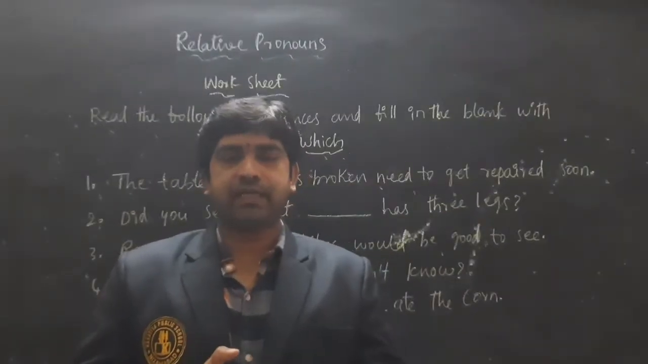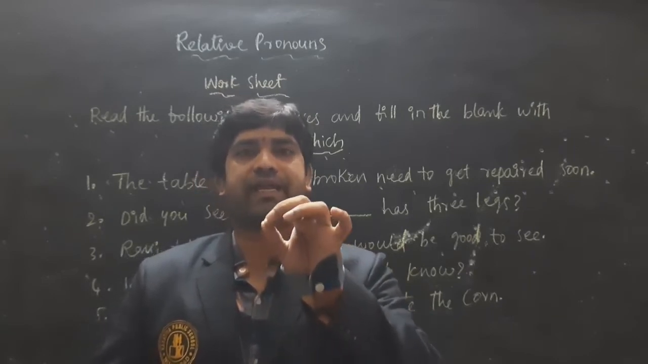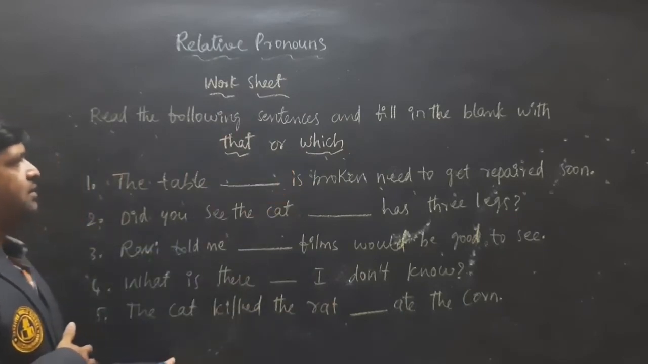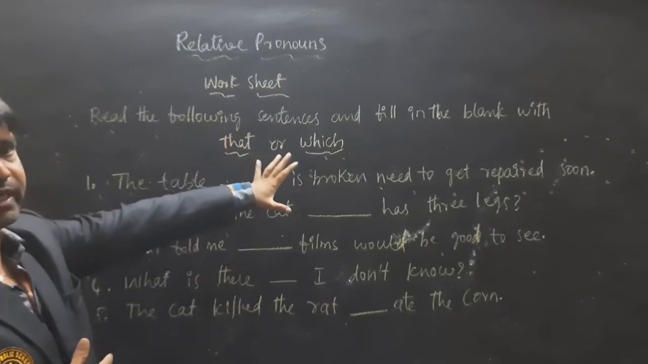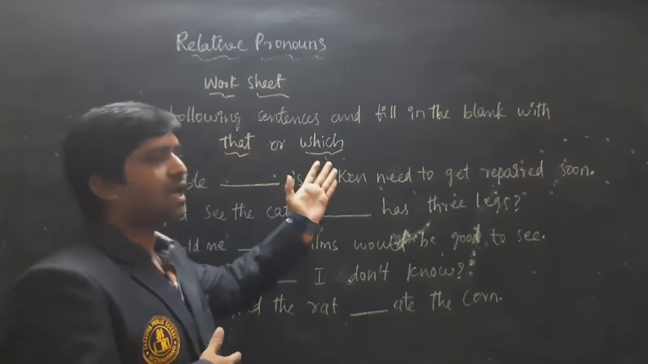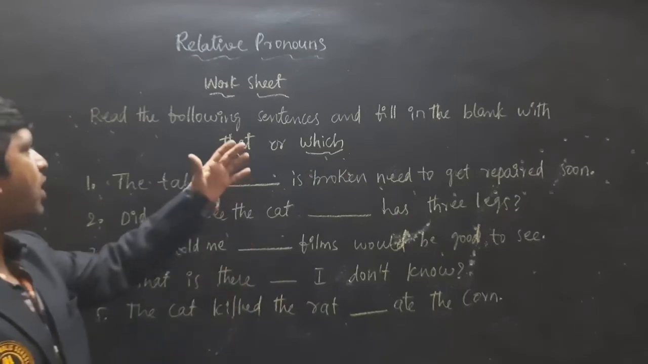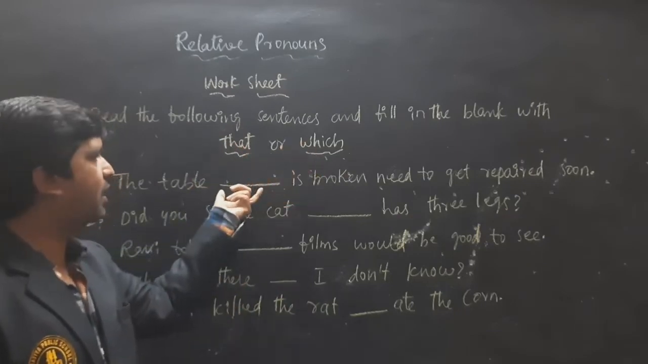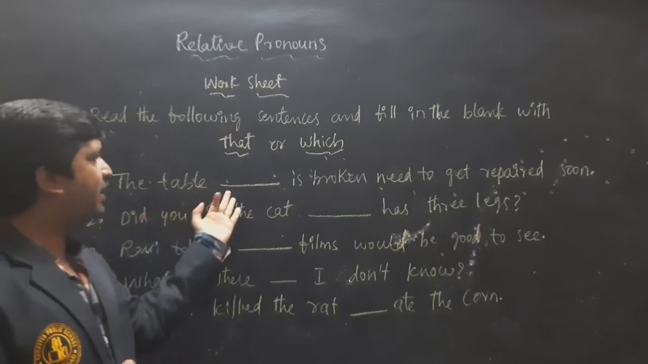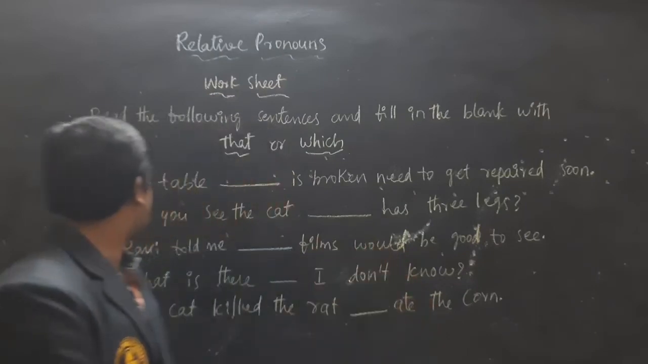Just now I discussed how to use the relative pronouns "that" and "which". Here are a few sentences. You have to read these sentences and fill the blanks with "that" or "which". Read the sentences carefully and write "that" or "which" in the blank. Here are the sentences. The table dash is broken. Need to get repaired soon.